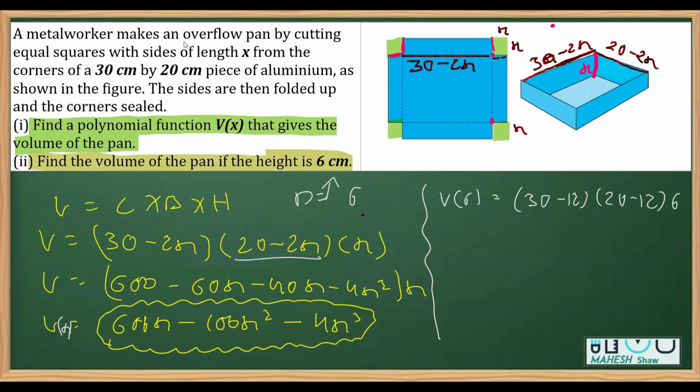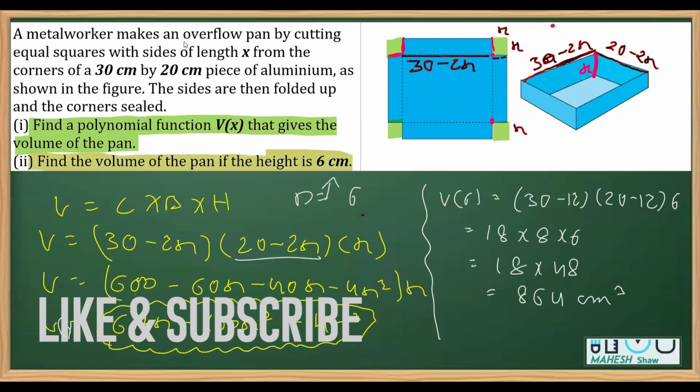So 30 minus 12 is 18, and 20 minus 12 is 8, into 6. So finally we have 18 into 8 into 6. 8 into 6 is 48, right? Now we finally multiply 48 into 18, which comes out to be 864. So we'll say 864 centimeter cube, because the unit is given as centimeter. This would be the answer for the second part.